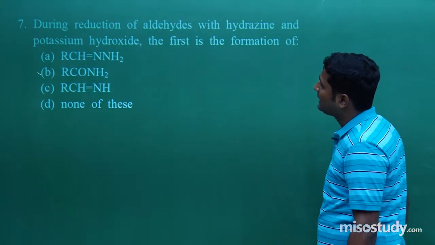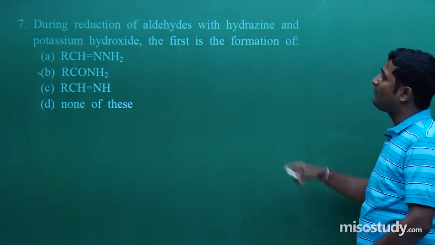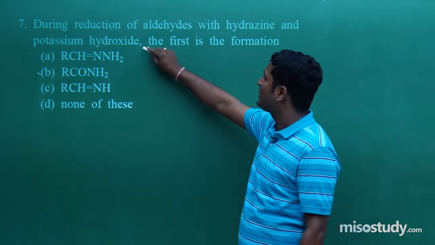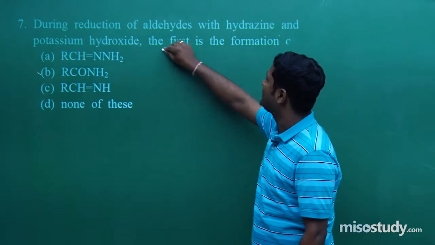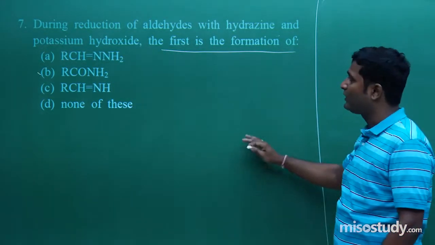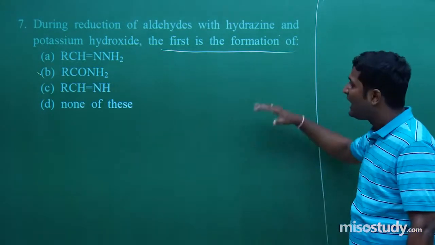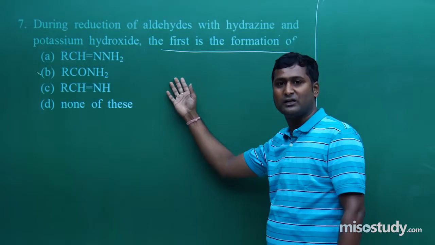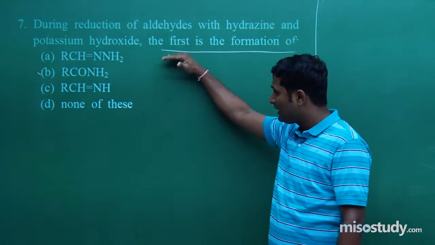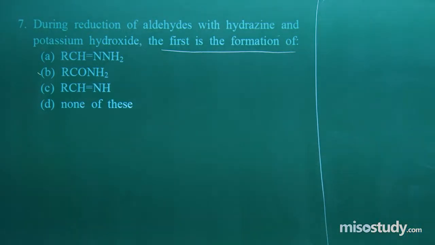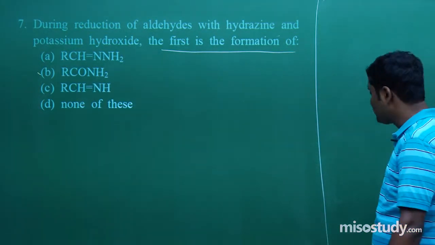Now look at this: during reduction of aldehyde with hydrazine and potassium hydroxide, the first is the formation of... I am leaving this question for you. Think on it, how to solve it. This is one of the simplest questions. Read the question and try to solve it. So friend, tell me what will be the answer.